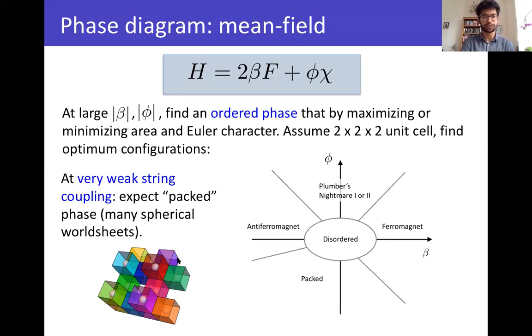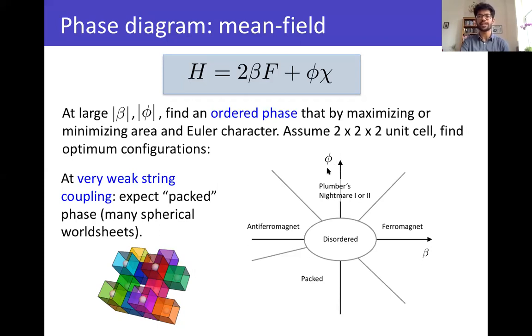Instead of 3 spheres per unit cell, I think you get 2 spheres per unit cell. We call it the dilute phase in the paper, but it's conceptually the same thing, just the density of spheres is a little bit less because they can't touch. Okay, good. So this is the phase diagram.